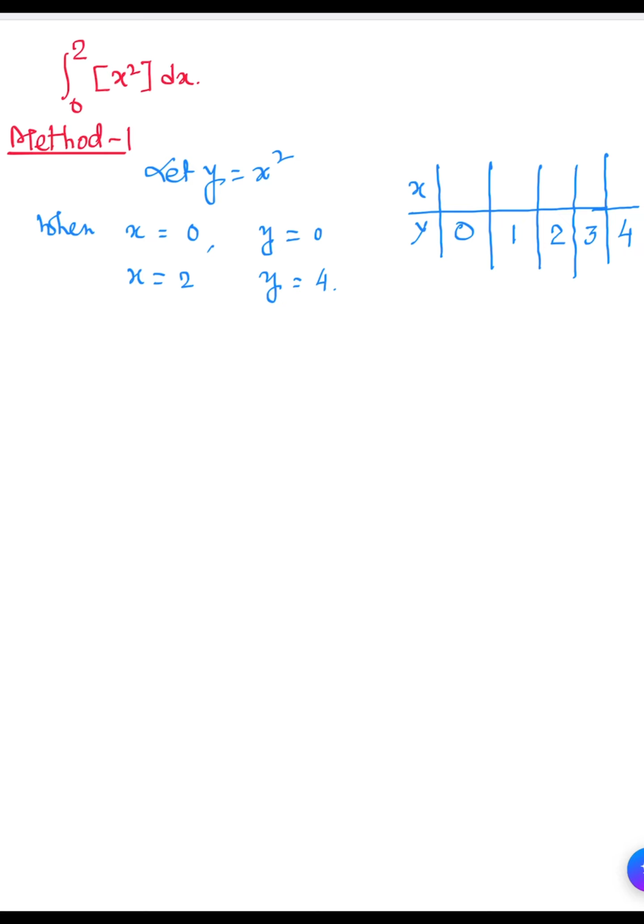That is, when y equals 0, x equals 0. When y equals 1, x equals 1. Why 1? Why not minus 1? Because the limit of integration is given from 0 to 2, that is, it is positive. When y equals 2, x equals root 2. When y equals 3, x equals root 3. When y equals 4, x equals 2.